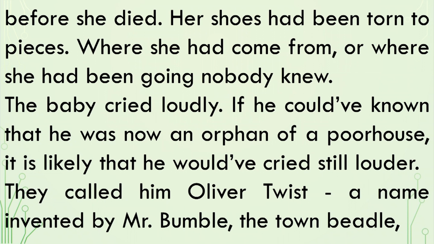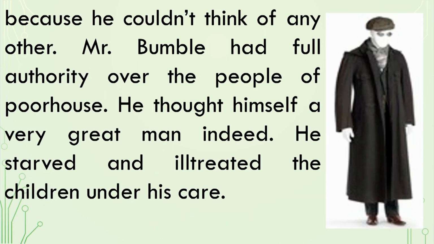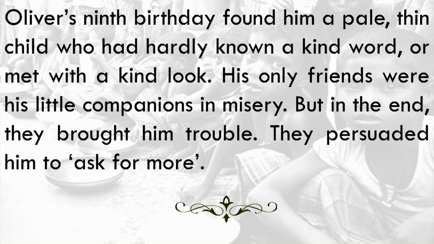They called him Oliver Twist, a name invented by Mr. Bumble, the town beadle, because he could not think of any other. Mr. Bumble had full authority over the poor house. He thought himself a very great man indeed. He starved and ill-treated the children under his care. Oliver's 9th birthday found him a pale, thin child who had hardly known a kind word or met with a kind look. His only friends were his little companions in misery. But in the end, they brought him trouble. They persuaded him to ask for more.